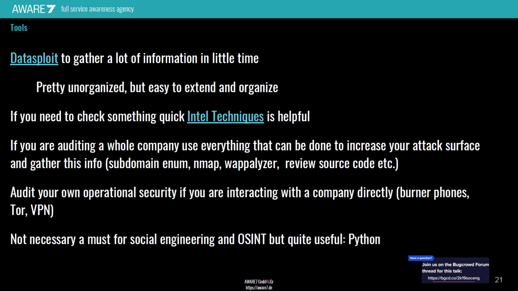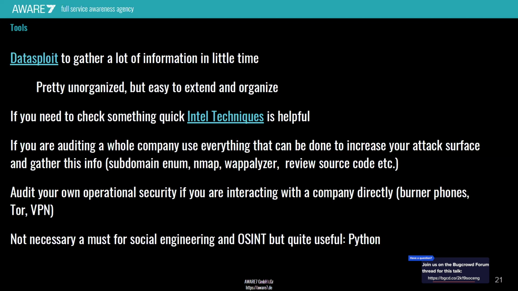Another thing that I found pretty useful and that is less talked about is that you need to audit your own operational security if you're interacting with the company directly. So use burner phones, use Tor, use VPN, whatever you need, so that you're not too noisy and you get lost in the data, so to speak.